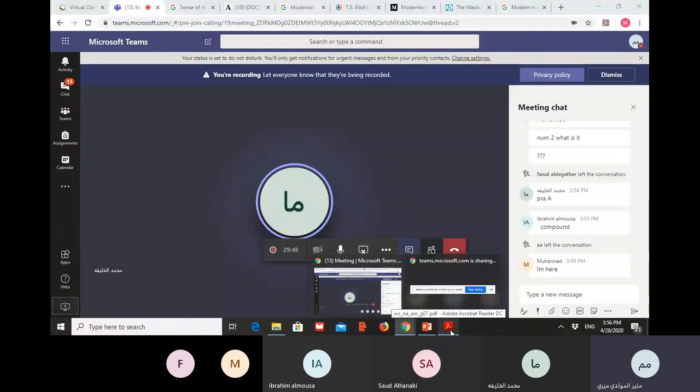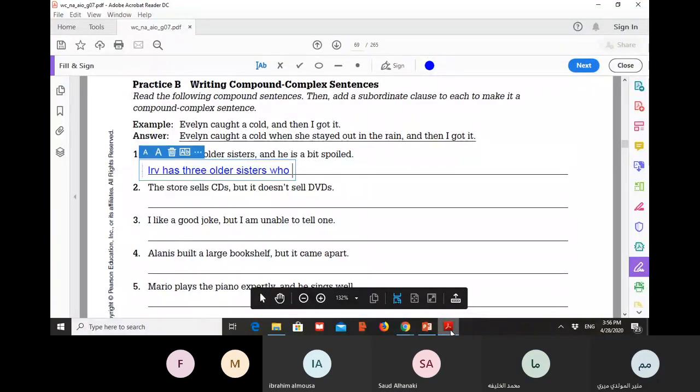Muhammad, what do you think of the answer? Normally, when someone has 3 older sisters, what do they do for him? They annoy him? Your older sisters or your older brothers? Suppose that you are 5 years old and you have a sister or a brother that is 25 years old. Do you think that he's going to annoy you? He'll take care of you, he'll spoil you. Yeah, very good.